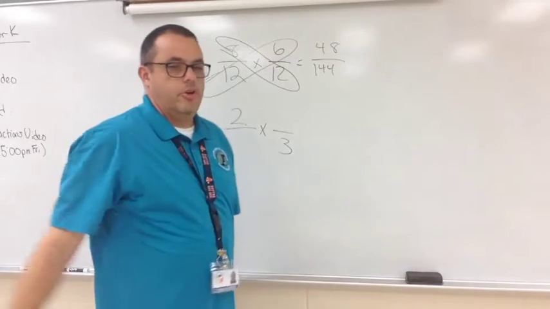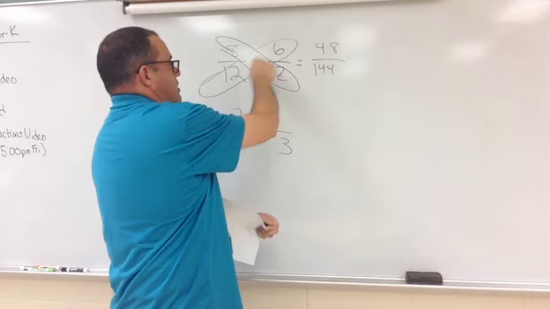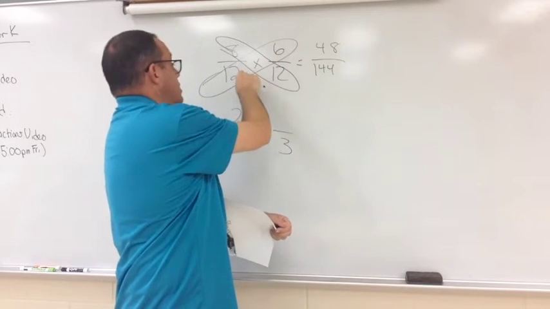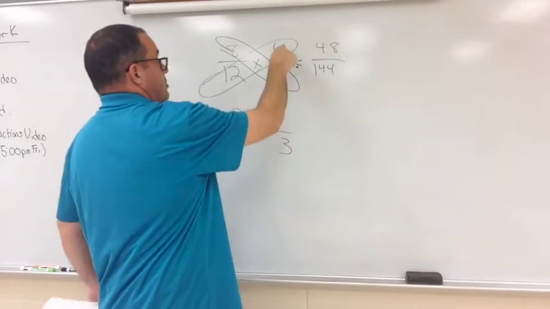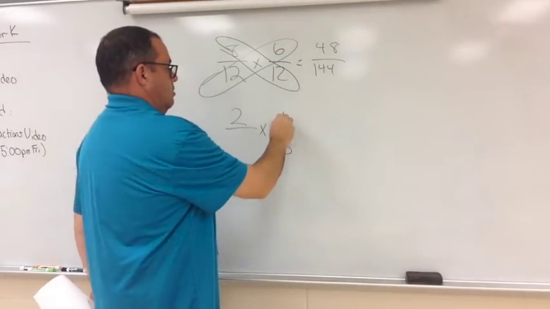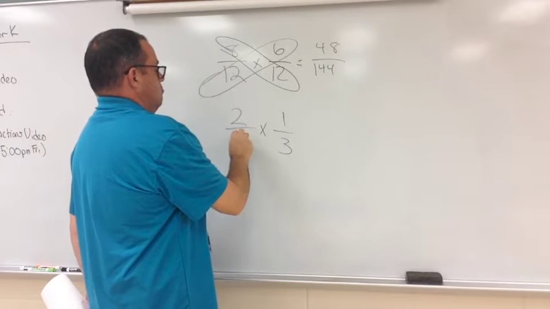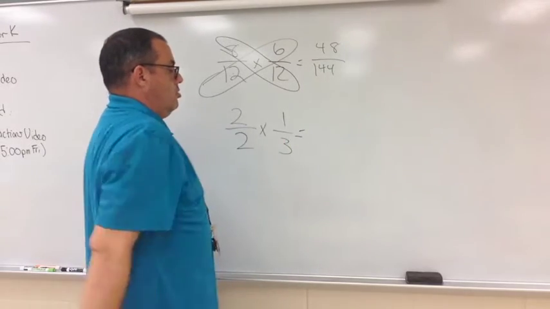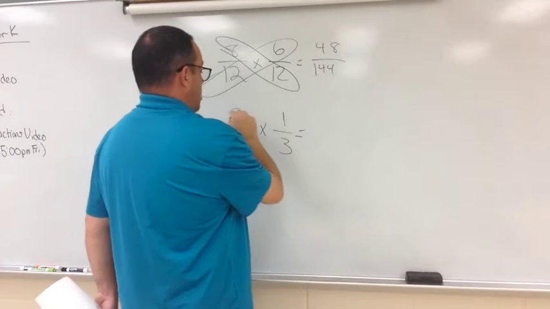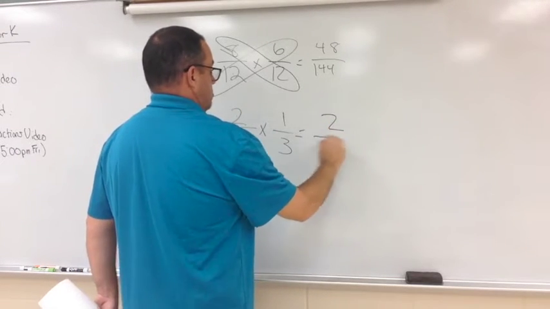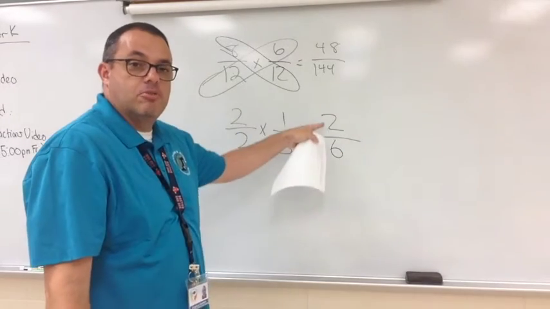Okay? Now we're going to look at this way. 6 and 12, greatest common factor. Okay? Think about it. 6 and 12. Does 6 go into 6? Yes. Does 6 go into 12? Yes. So 6 is our greatest common factor. So I'm going to say 6 goes into 6 how many times? Once. 6 goes into 12 how many times? Twice. Okay. So now I'm just going to go ahead and multiply across, just like I did in the beginning. So I've got 2 times 1 is 2. 2 times 3 is 6. Okay? Much easier numbers to deal with.